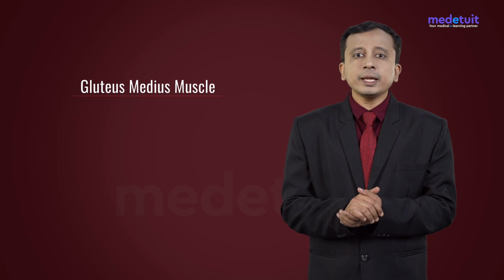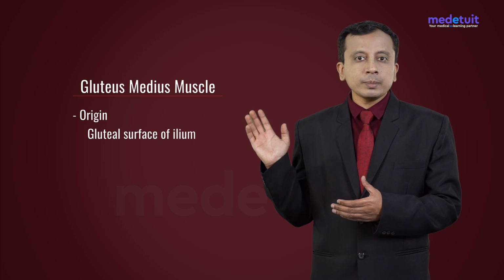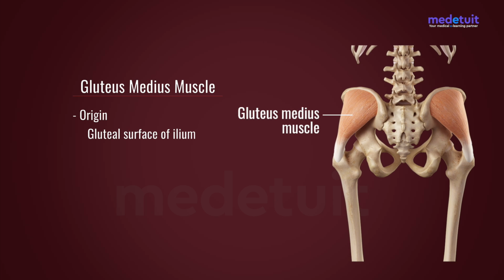Gluteus medius muscle, it takes its origin from the gluteal surface of the ilium between the middle gluteal line and the posterior gluteal line. It goes laterally and gets inserted to the oblique ridge which is present on the lateral surface of the greater trochanter of the femur. This muscle is supplied by superior gluteal nerve. It has a combined action along with gluteus minimus. It will be helping for abduction of the hip joint.